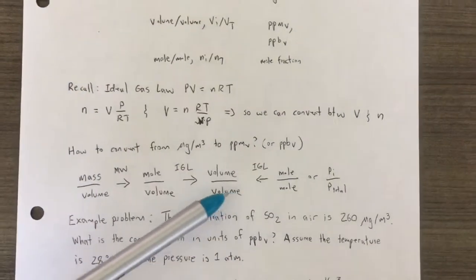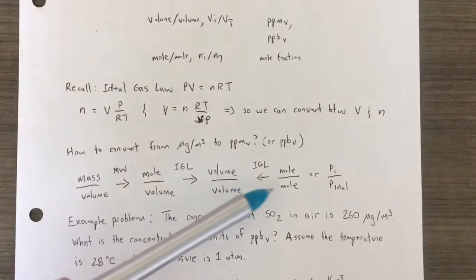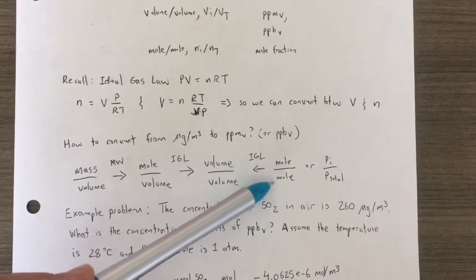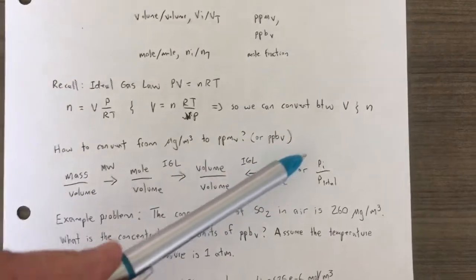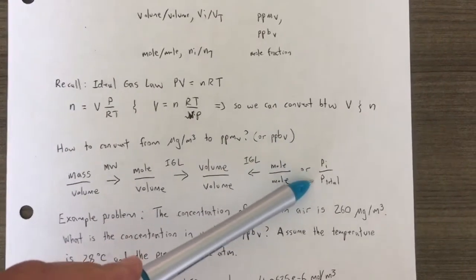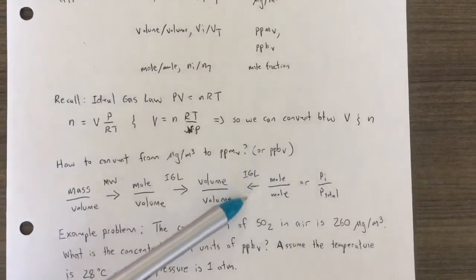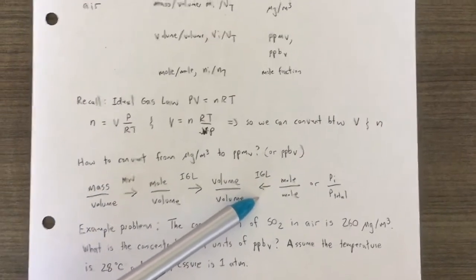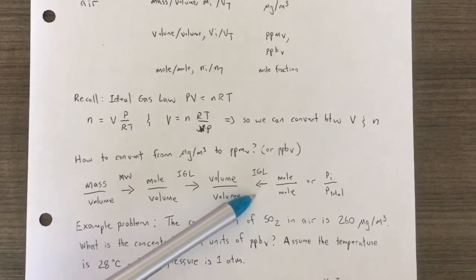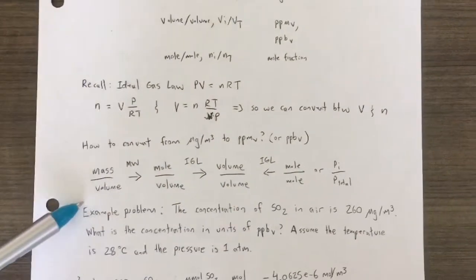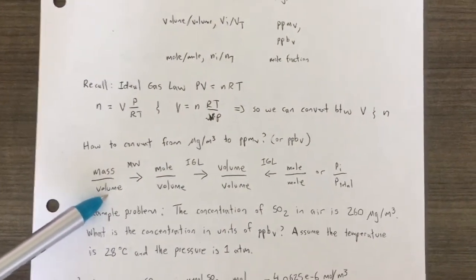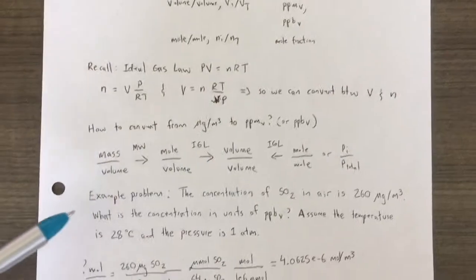It also turns out that we can approach volume per volume from other directions, such as the mole per mole ratio can get us to volume per volume. Partial pressure to total pressure can also get us to volume per volume. Both of those make use of the ideal gas law. I'll give you some questions later to practice that. Right now I want to focus on this pathway of mass per volume, ultimately getting to volume per volume.